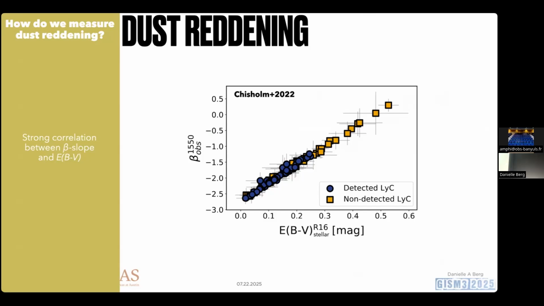And we find that the beta slope is actually a really good proxy. This was done for some galaxies with Lyman continuum escape, so detected Lyman continuum emitters and non-Lyman continuum emitters, but you can see that overall for both types of galaxies, the beta slope acted as a really good proxy for understanding the amount of dust that the stars were seeing.